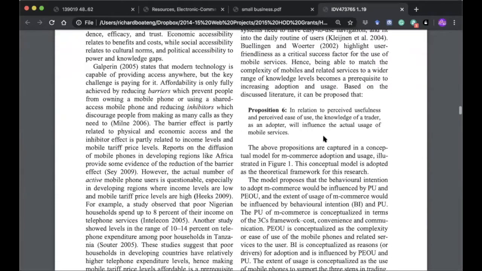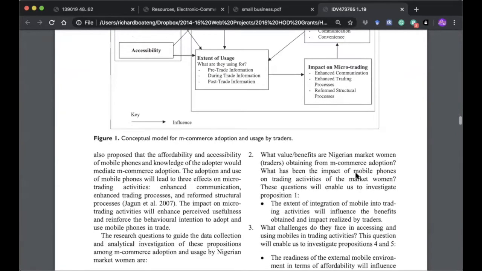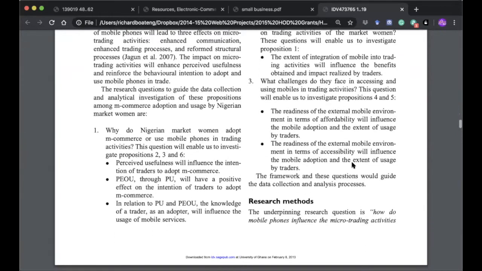And then we go to proposition four, proposition five, and proposition six. Then we put them together in a model here. Then we align the propositions to our research question. So for each of the research questions, we had our own relationship that we're going to be looking out for. So that became kind of our theoretical lens to look at our study.